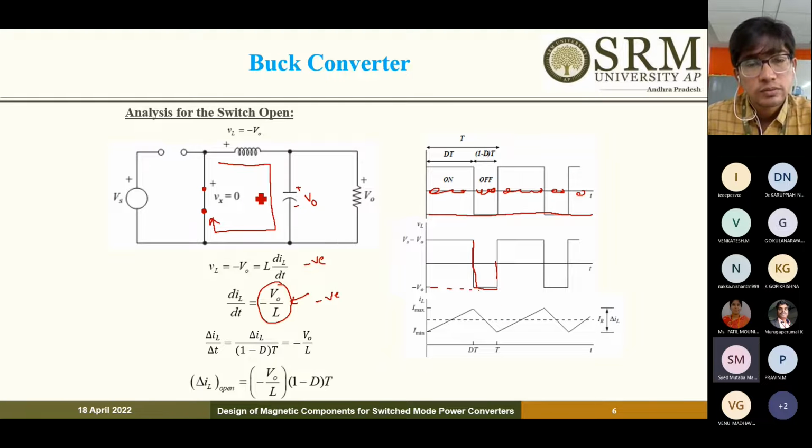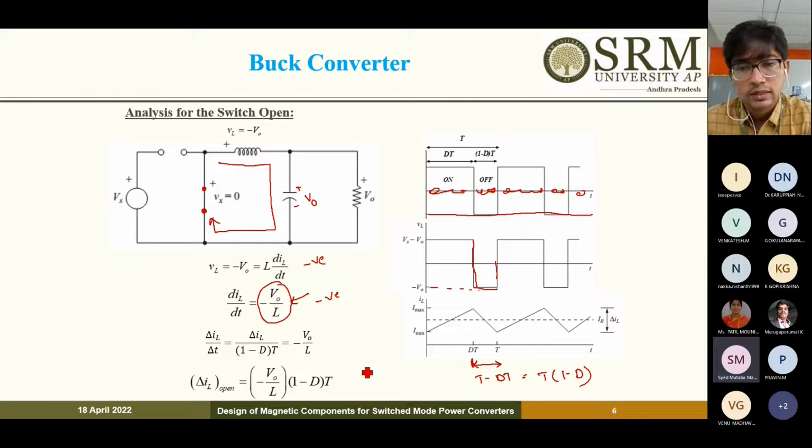If you calculate the delta IL, that is the ripple current, during the switch open condition, del IL by del T will be equal to the slope. The del T is the moment when the switch is open, from this point up to this point. The difference is T minus dt, which is T into 1 minus D. So delta T is 1 minus D into T, and the slope is minus V0 by L. So the delta IL during the switch open condition will be minus V0 by L into (1 minus D)T.